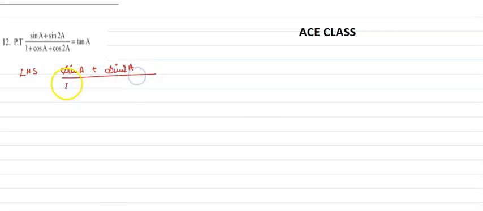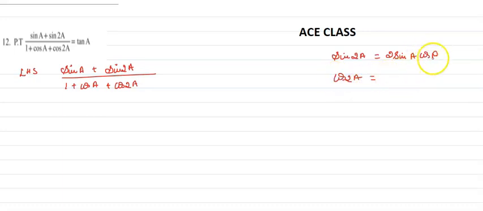Prove that (sin A plus sin 2A) over (1 plus cos A plus cos 2A) is equal to tan A. In order to prove this, let me consider the LHS. What is there in the left hand side? That is sin A plus sin 2A over 1 plus cos A plus cos 2A. I'll just write which formula I'm going to use here. Sin 2A, I will write as 2 sin A cos A. Now cos 2A, I have three formulas. Which one you need to use will be very important.